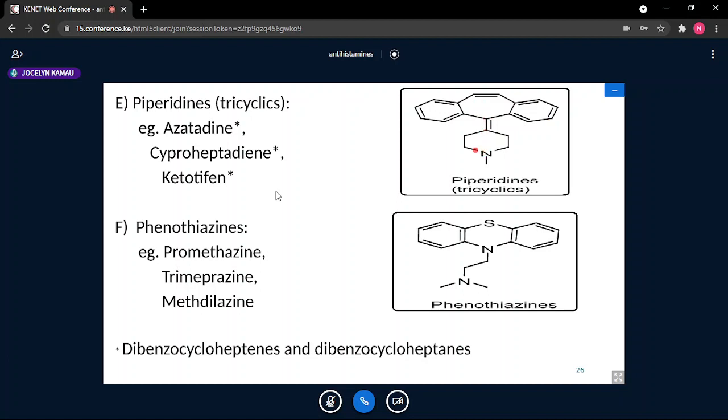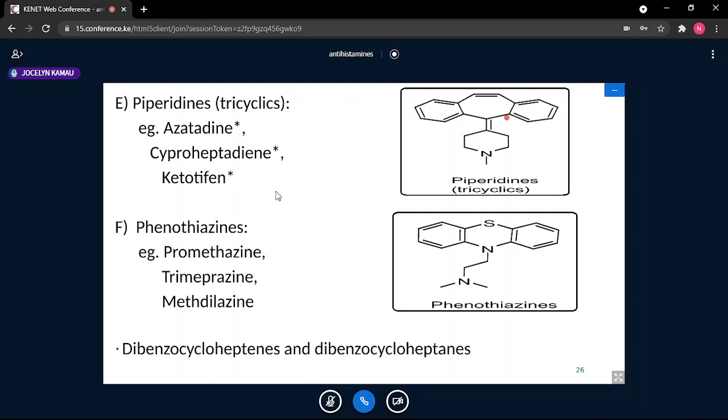So again, we must always look for the terminal nitrogen, because all these compounds must have a terminal nitrogen. That terminal nitrogen is part of a piperidine ring. A piperidine ring, again, is a 6-membered ring with only one nitrogen. So they are part of the piperidine ring, and we have compounds like azatadine, cyproheptadine, and ketotifen. Again, we're going to look at them.